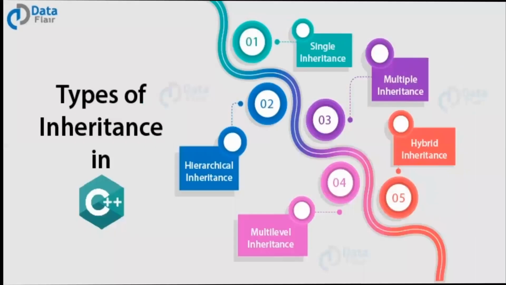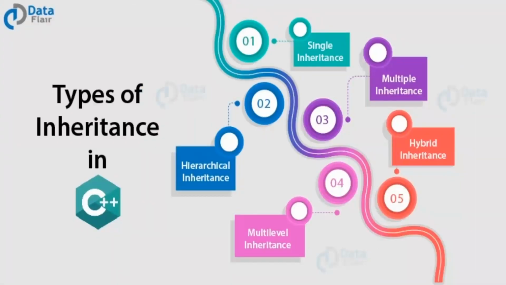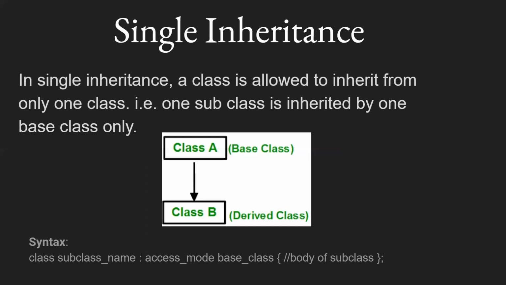Now let's move to the types of inheritance. There are 5 types of inheritance, which are single inheritance, multiple inheritance, hybrid inheritance, hierarchical inheritance, and multi-level inheritance. To get started, let's look at single inheritance. In single inheritance, a class is allowed to inherit from only one class. That is, one subclass is inherited by one base class only. In the image, class A is inherited in class B, and here is the syntax for single inheritance.